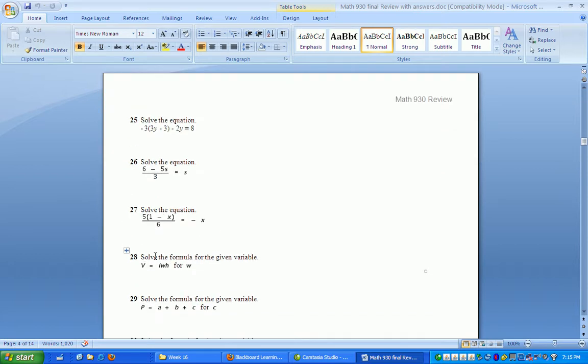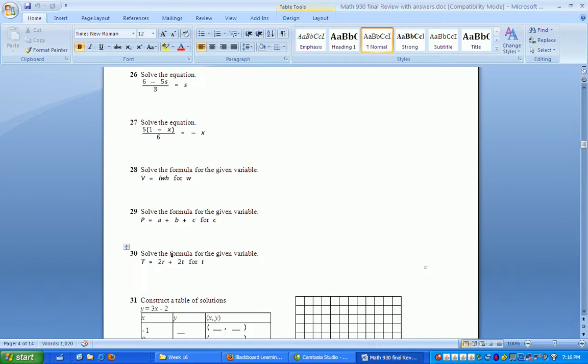Here's some general equations. Length times width times height is equal to the volume of a cube. When they give us an equation like this, P is equal to A plus B plus C, and they want us to solve for C, what we have to do is get everything that's not part of the thing they're asking us to solve for on the other side of the equation. So for example, on this one, if they're asking us to solve for C, we have to get C all by itself and get all this other stuff on the other side.